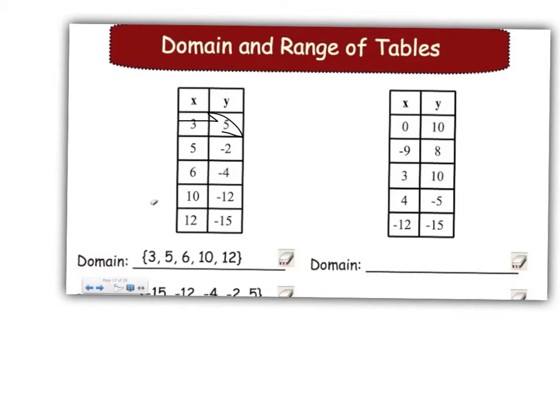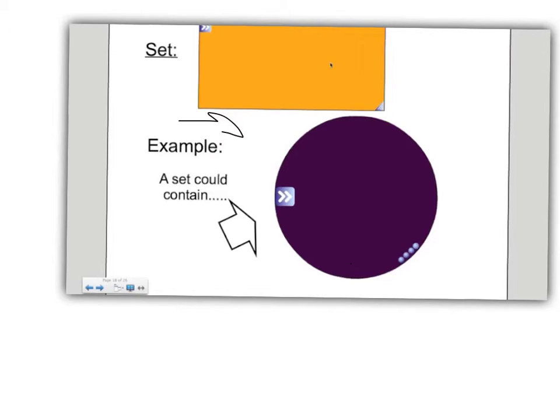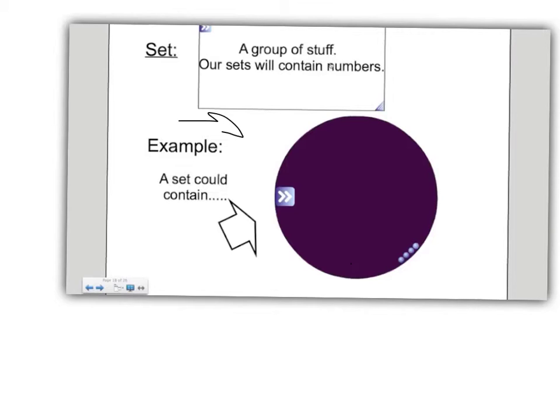And the last couple of items we have to talk about is the set. A set is a group of stuff, said in the probably worst way I can think of, but a set is really just a group of stuff. It really is. It's just a list of random things.